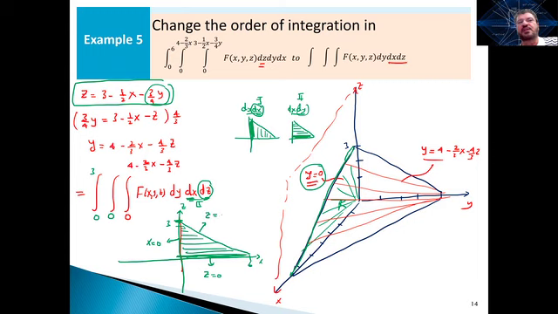Z is equal to 3 minus half x, correct? But this one shouldn't be z as a function of x, it should be x as a function of z. So move minus half to the other side, so it becomes half x is equal to 3 minus z, multiplied by 2. So x is equal to what? 6 minus 2z. So this is up to 6 minus 2z. That's it. Those are the boundaries when I switch from the xy to the xz plane.